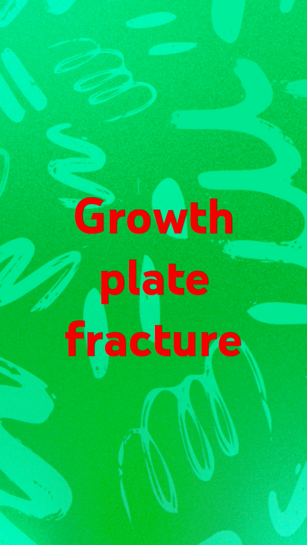It is divided into five parts: Type 1 is across the growth plate, Type 2 is growth plate and metaphysis, Type 3 is growth plate and epiphysis, Type 4 is growth plate, metaphysis and epiphysis. Type 5 is the compression fracture of the growth plate. Type 1 is least severe, Type 5 is most severe.